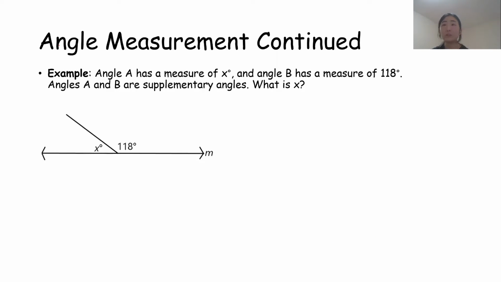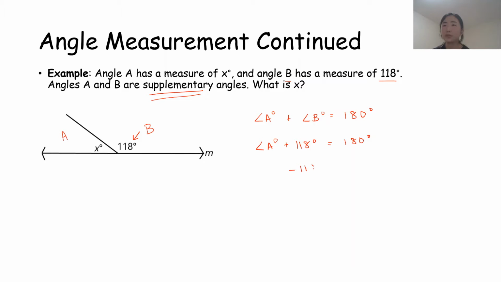An example of how this might be brought up in a problem is shown here, where there's an angle A where you don't know what the degree of the angle is. So we labeled it X, and angle B, which we know to be 118 degrees. And we're told that angles A and B are supplementary angles, which from the previous slide, we know means that angle A plus angle B should equal 180 degrees. So since we're given that angle B is equal to 118, we can substitute that into the equation. So angle A plus 118 degrees should equal 180 degrees because they're supplementary.